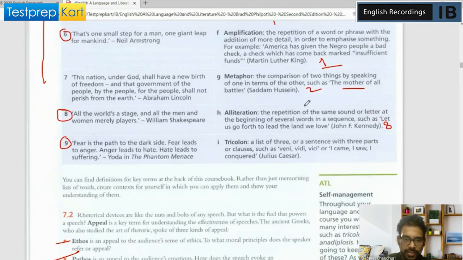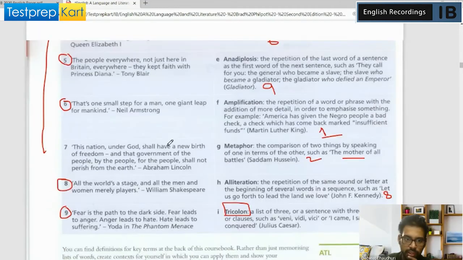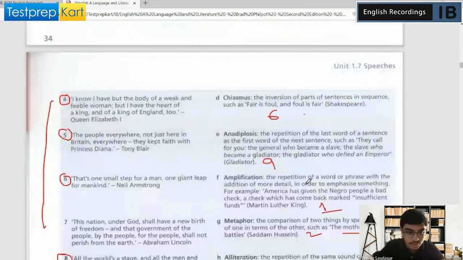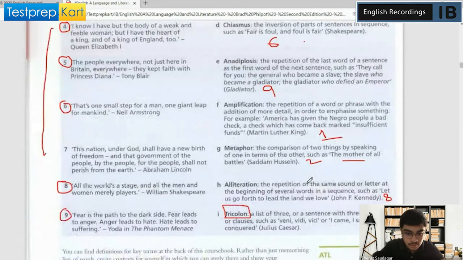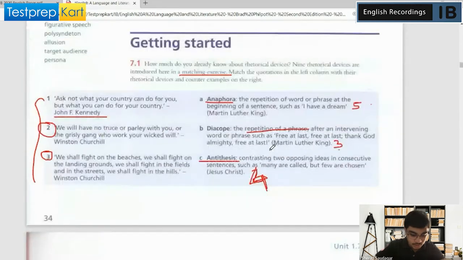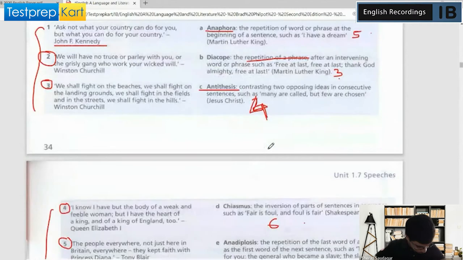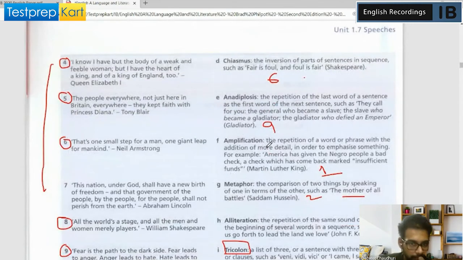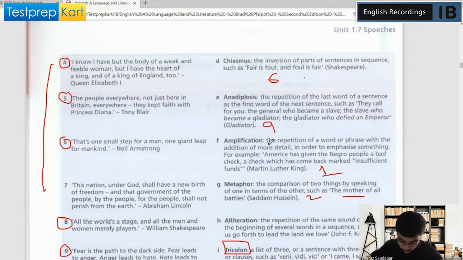So which one is the tricolon here in this particular passage? Out of all the options given, which one is the tricolon? Can you scroll down please? I think that would be... see, one list of three. Country, he does it two times. So it has to be three, right? So what is the third one? Under God is... people. So this will be seven.